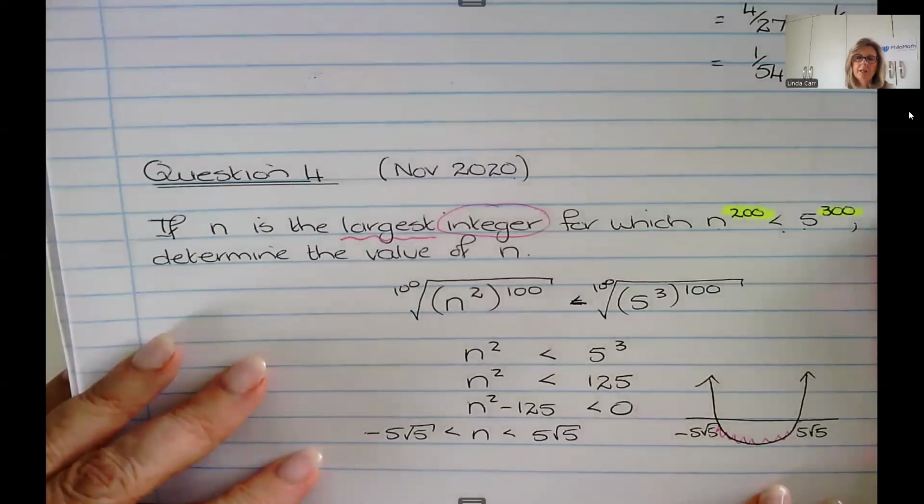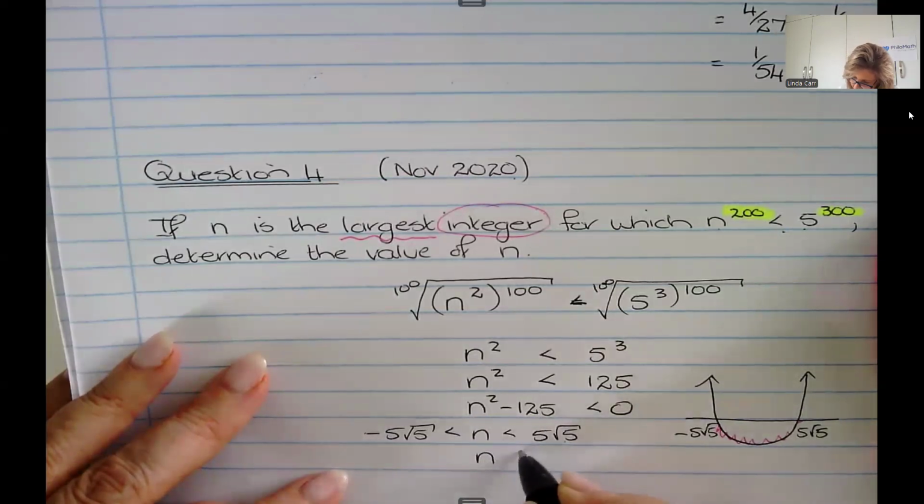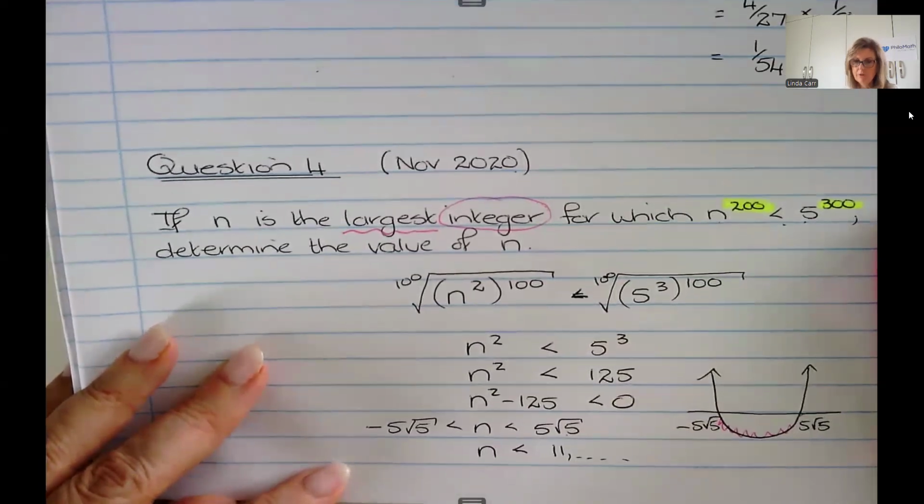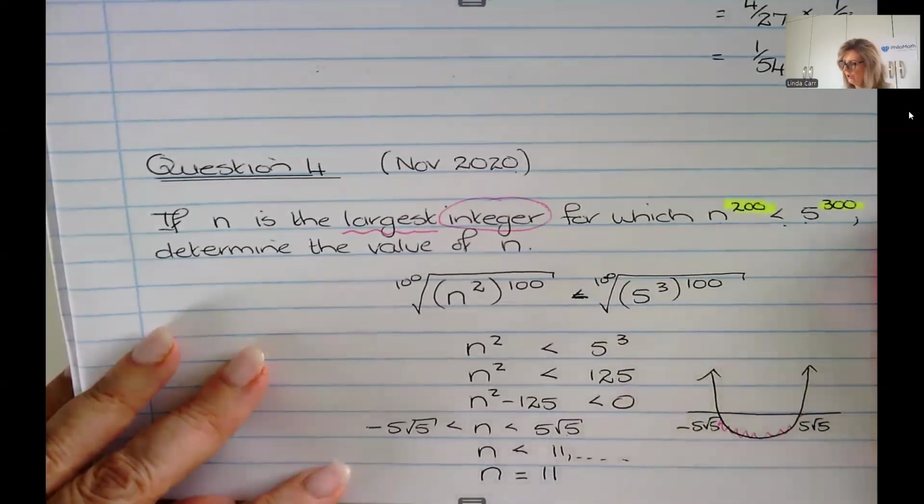Now keep in mind that we are only interested in the largest integer. So what we know here is that n is less than 11 comma something. And we're not interested in the comma something. So we can say with absolute conviction that the largest integer that n can be is actually 11. And once you've got that sorted out, then there's nothing more to worry about. We know that the largest integer in this case is indeed where n is equal to 11.